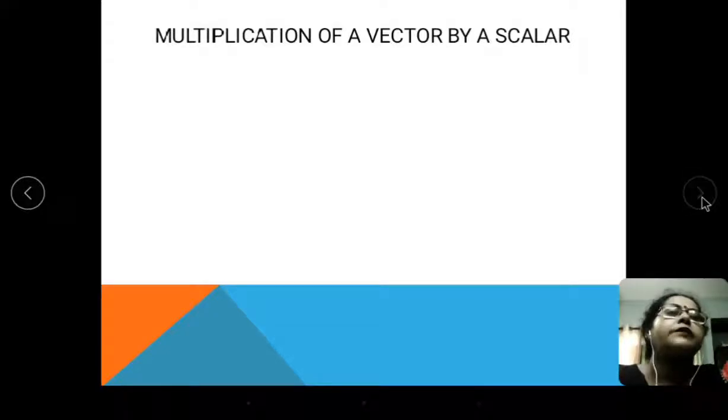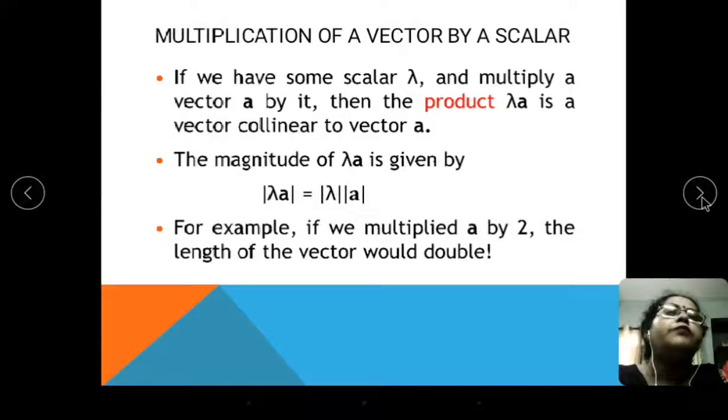So what is that? If we have a scalar lambda and multiply it by a vector A, then the product lambda A is a vector collinear to the vector A. This means that if we multiply a vector by a scalar, we get another vector which is collinear to the original vector. And what about the length of the vector?